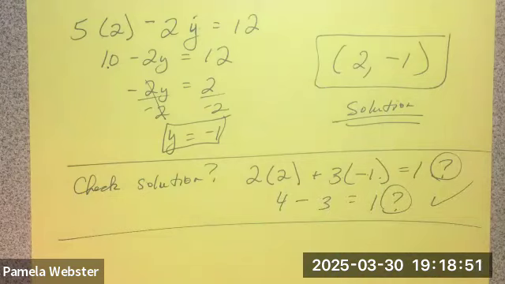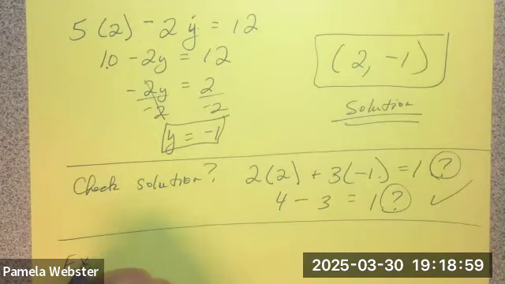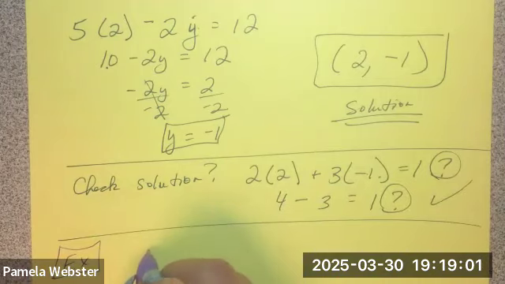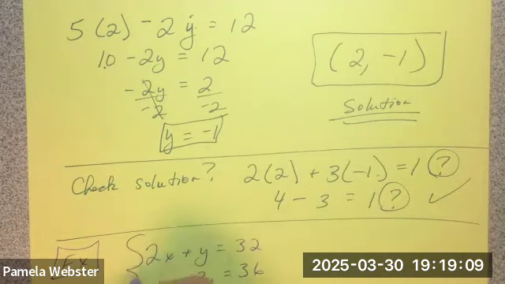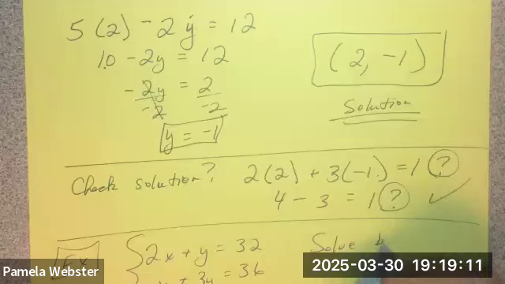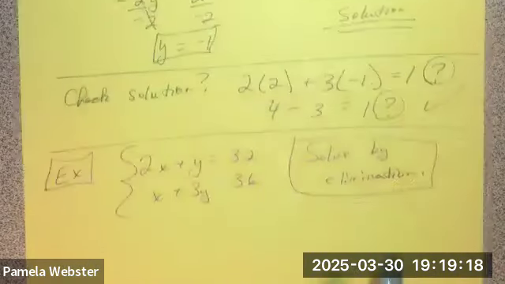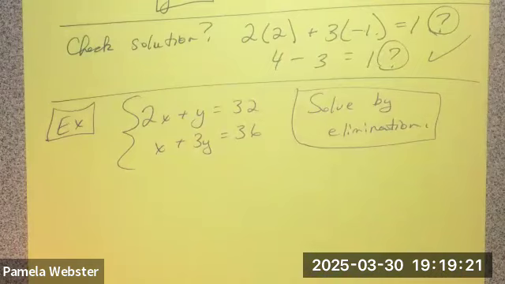Okay. So that's the idea here. We're going to go back and do the same one we've done twice now. So my example is that very first guy. 2x plus y equals 32, and x plus 3y equals 36. And my directions are solve by elimination. So this is method number 3. Solve by elimination. All right, and let's do the same thing. Let's pause. You work it out. I'll work it out, and we'll come back and check each other and see what we got.